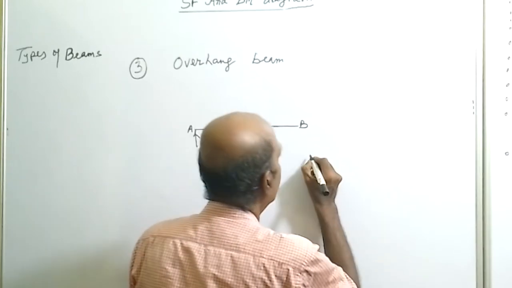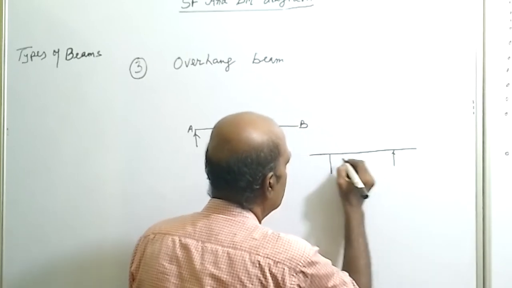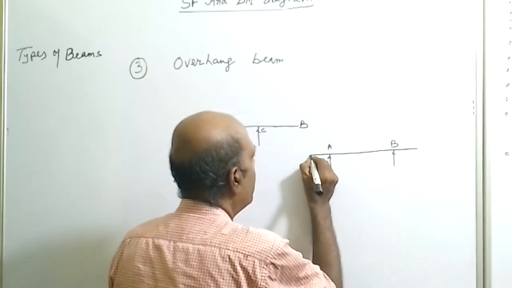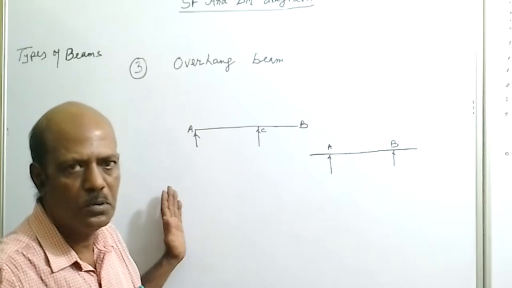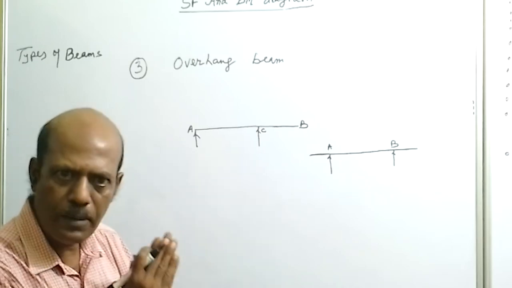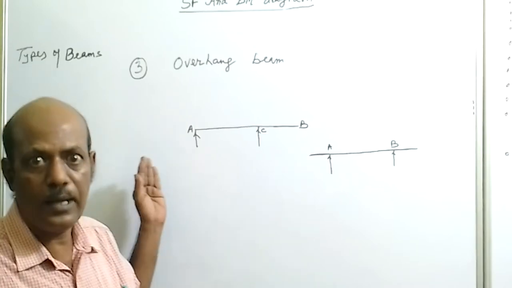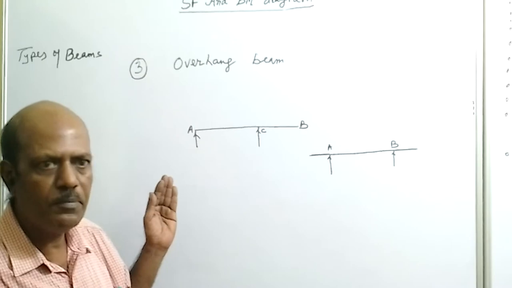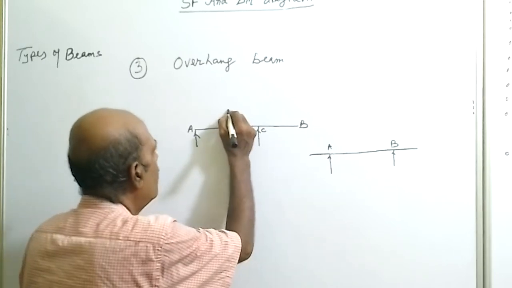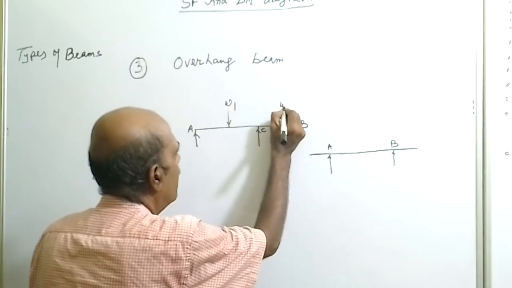Or it can be that both ends are extended beyond the supports. Say supports are at point A and B. You can see the left end and right end are extended beyond the supports. If the beam is resting over two supports, but either one end or both ends are extended beyond the support, then that kind of beam is called an overhang beam. The load can be any kind of load. Say here W1, W2 are loads acting over the beam.